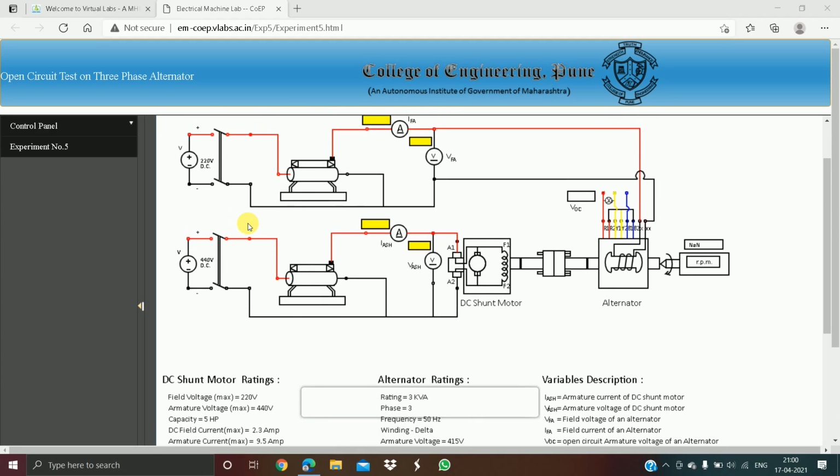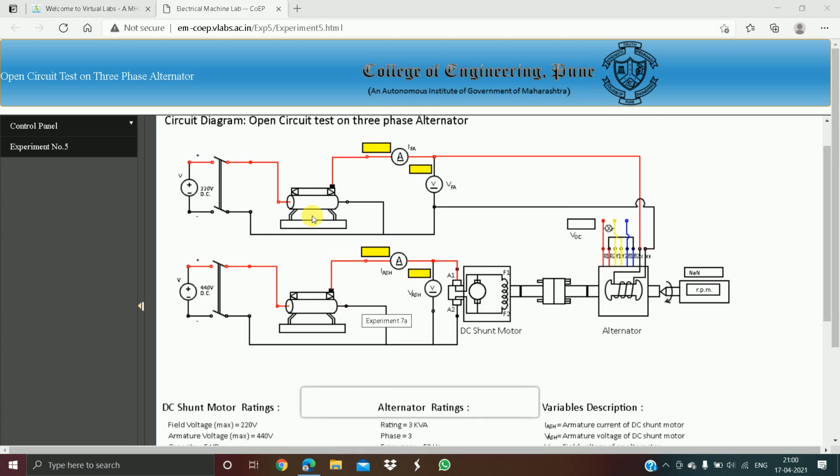And above, for both the DC shunt motor and the field exciter, the power supply given is DC. Here the DC shunt motor is coupled to the alternator, and the output of the alternator is open circuited, and no load is connected to the alternator output. The field exciter is connected to the alternator by means of slip rings. Now let us see the procedure and how it works.